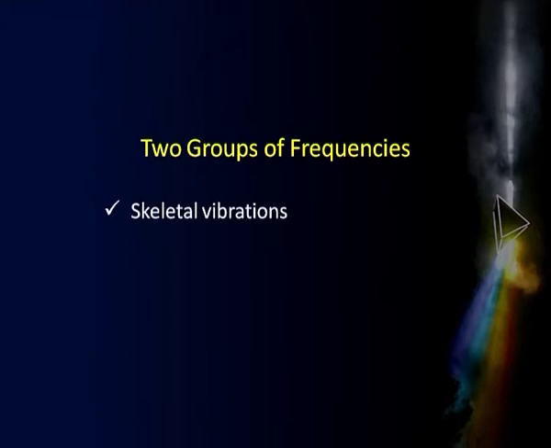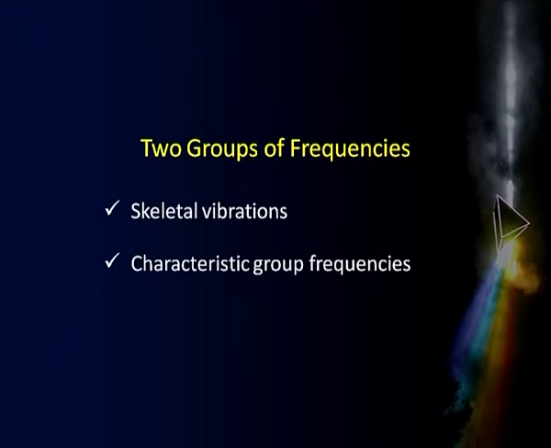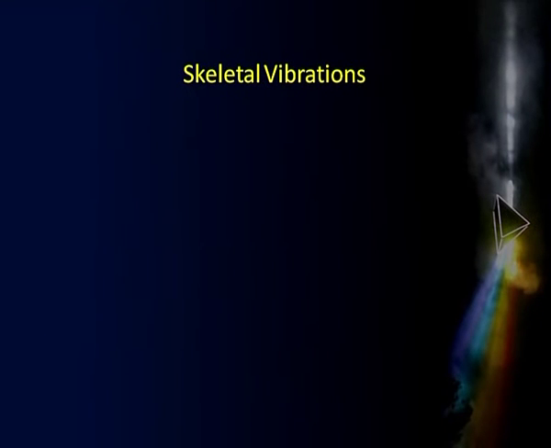in terms of structural determination of molecules. To effect that, we group all these frequencies into two broad groups. They are referred to as skeletal vibrations, and the second group is characteristic group frequencies. We will understand each one of them one by one. Let us begin with skeletal vibrations.